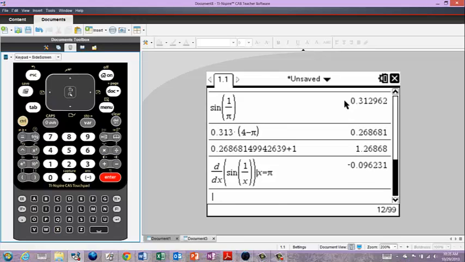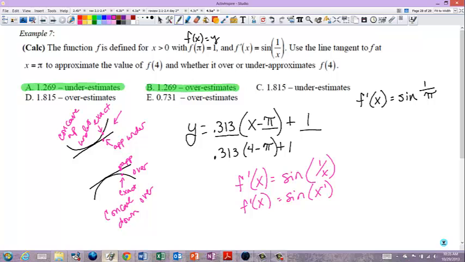It's negative because the second derivative at pi is less than 0. It's concave down. So if it's concave down, it's going to be an overestimate, so it's B.